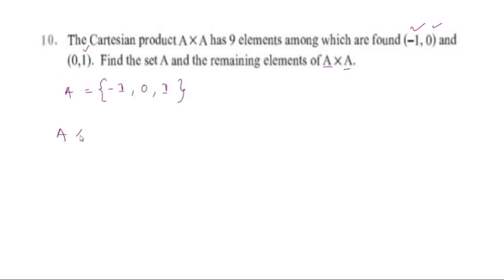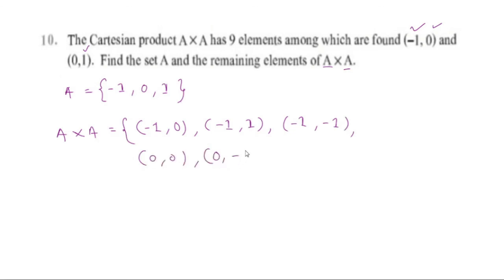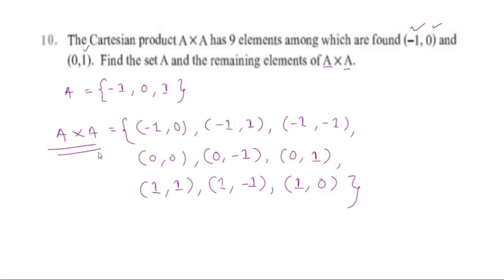So A cross A will be, I have to pair the elements of A with the elements of A itself. So it will be (-1, 0), (-1, 1), (-1, -1), then (0, 0), (0, -1), (0, 1). Okay, and (1, 1), (1, -1) and (1, 0). So this will be my A cross A, and you can count here there are 9 elements. Okay, so this is the answer.